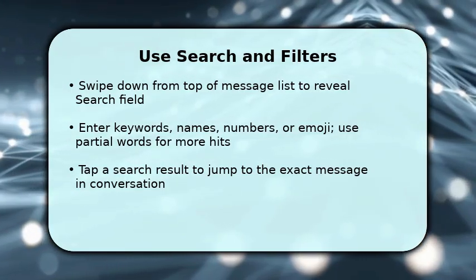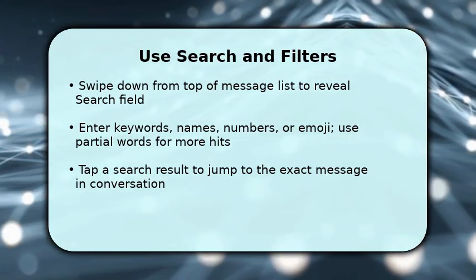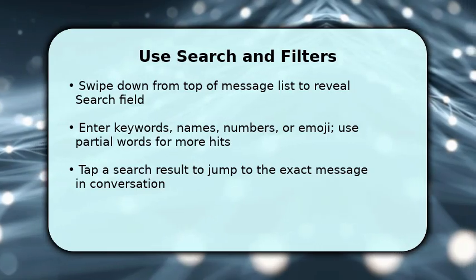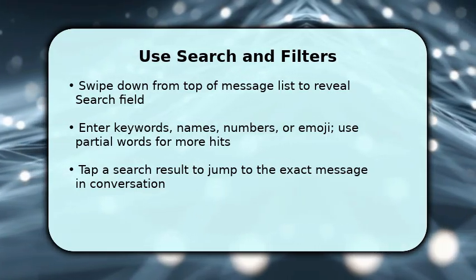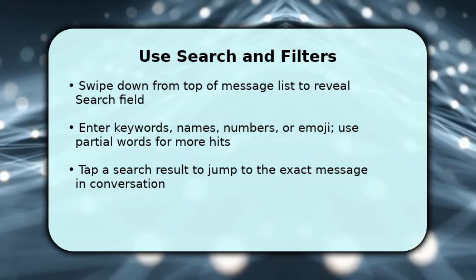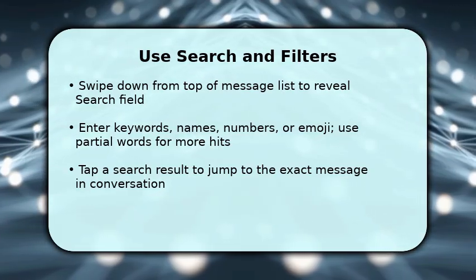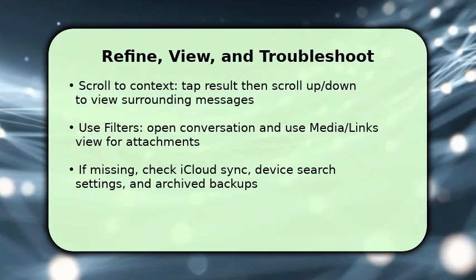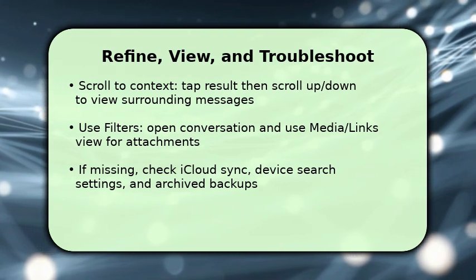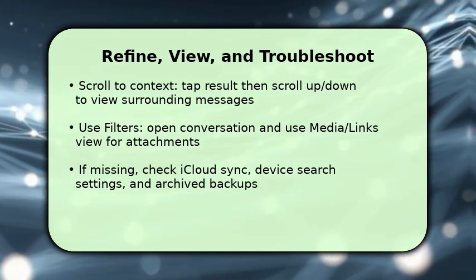After you see the right result, tap it to jump directly to that message inside the conversation. If nothing appears, broaden your keyword or try alternate spellings. After you tap a result, scroll up or down to get context and confirm it's the right message. Sometimes the exact line appears off-screen and you need to view surrounding texts.